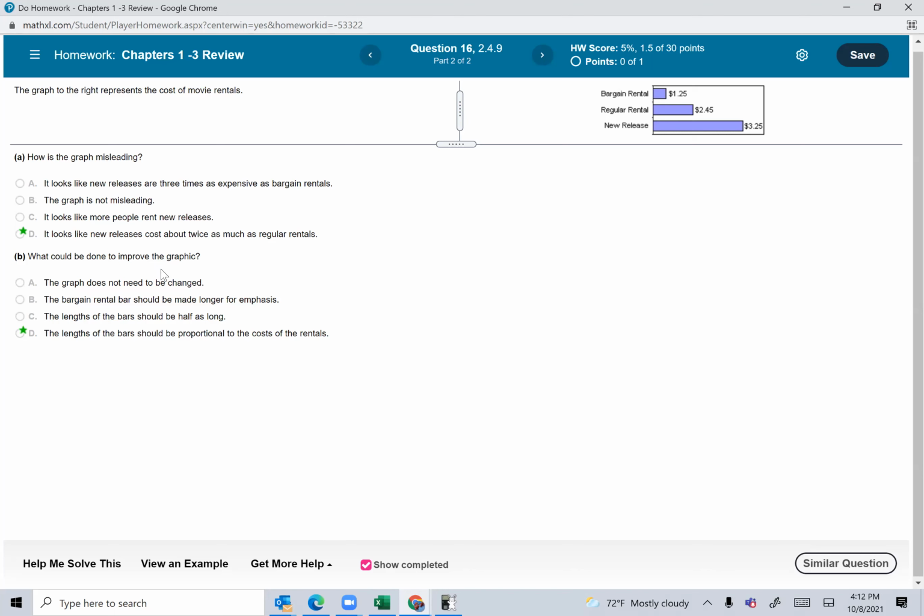What could be done to improve the graphic? We should shorten the length of this one and make it probably up to here, guys. And then we can make it, you know, just not a misleading graph. So this is an example of a misleading graph.